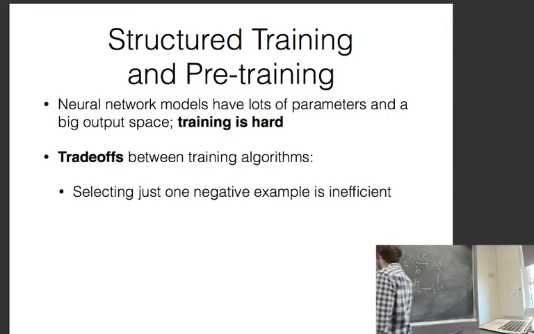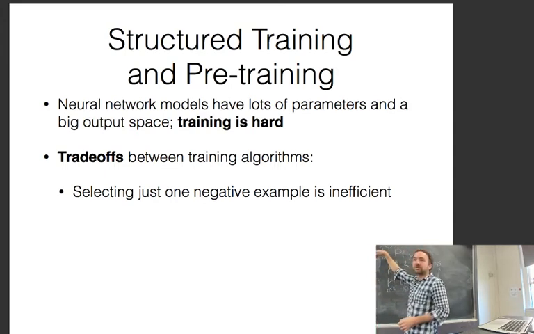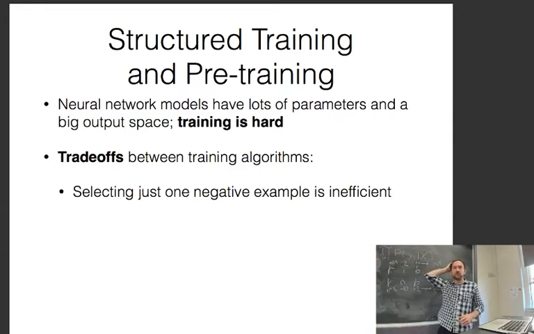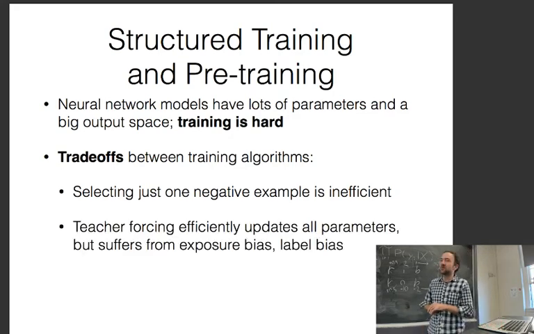So only this one gets a minus, and all of the others don't change at all. So this is kind of like negative sampling. Also, if you think about it, we talked about negative sampling earlier, and it shares the same kind of problems. Teacher forcing, on the other hand, efficiently updates all the parameters, but it has the problems of exposure bias and label bias. So which one do you take?